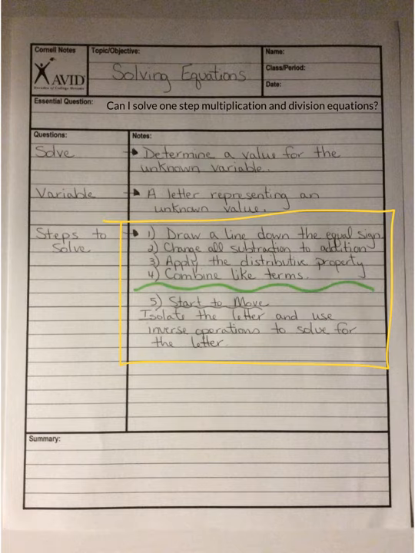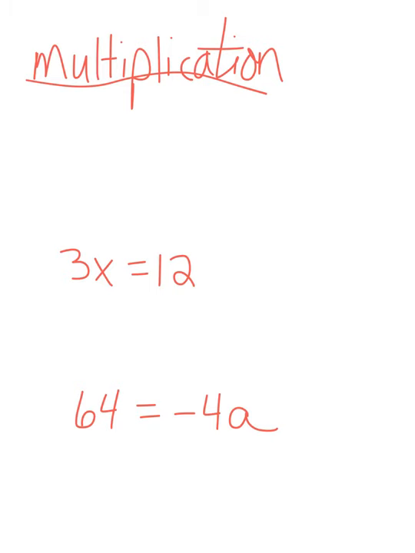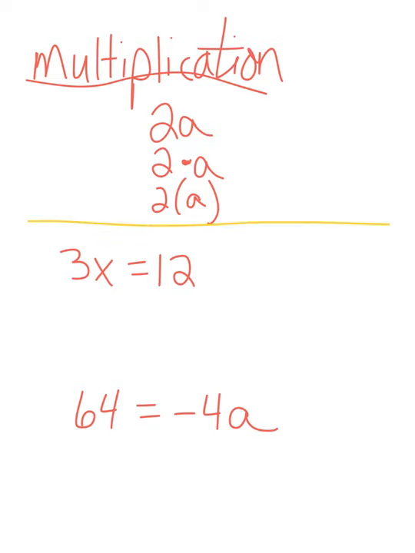We're going to go through those 5 steps each time. So let's first talk about multiplication. We're used to seeing multiplication written with the letter X. I don't want to use a letter to represent multiplication anymore. So let's say that I have 2A. 2 next to the letter A means multiplication. Let's say that I have 2 dot A. That also means multiplication. So the dot means multiplication. And last, we could represent multiplication with a set of parentheses. So I just wanted to go through the different ways that we can see multiplication written.